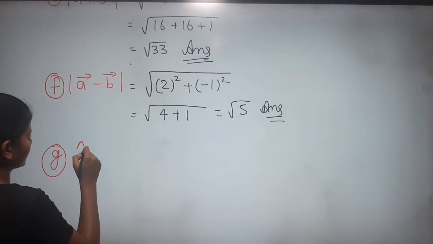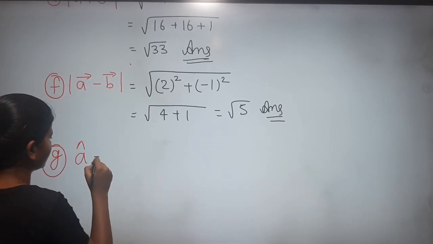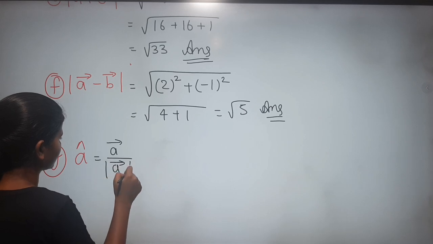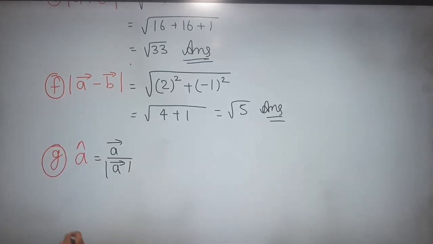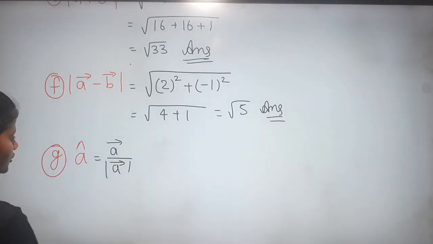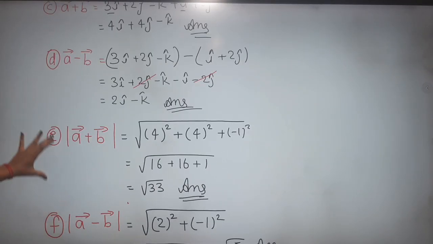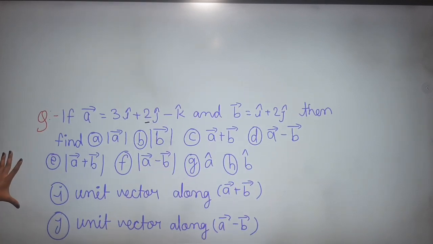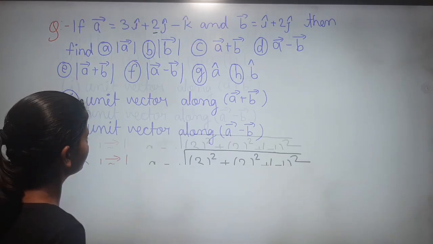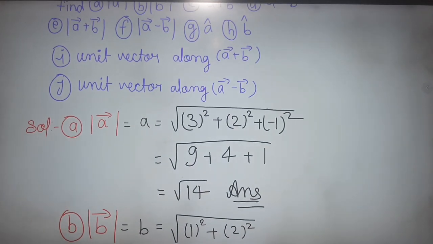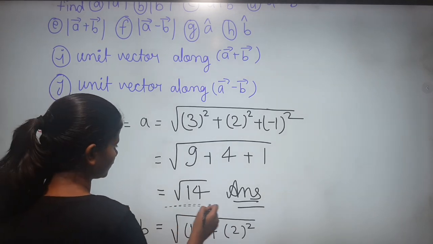We have to find a cap. So here a vector by the magnitude of a vector, because the unit vector of any vector is defined as a vector by the magnitude of a vector. So here a vector is given, that is 3i cap plus 2j cap minus k cap. And here also we had already found the magnitude of the a vector, that is root 14.